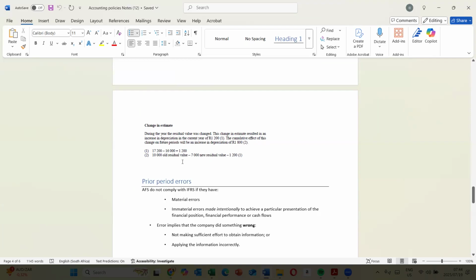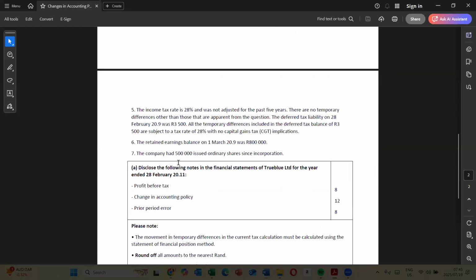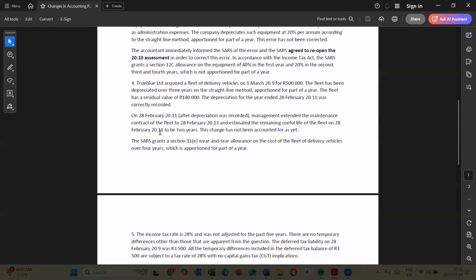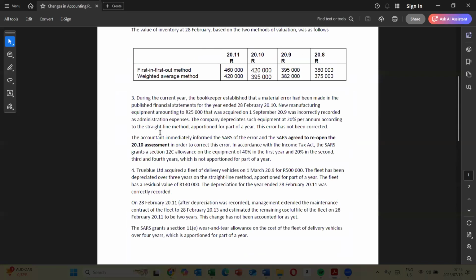All right, let's quickly look into it. All right, let's look at a small example in regards to the change in accounting estimate and see how far we can go. All right, so this is the question that I gave you guys some time ago. I'm sure you guys still remember in regards to this. All right, let's see now what's happening there.